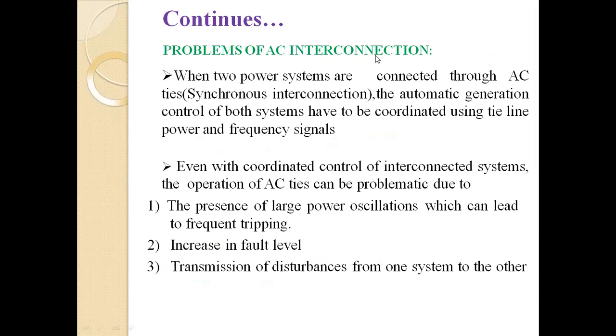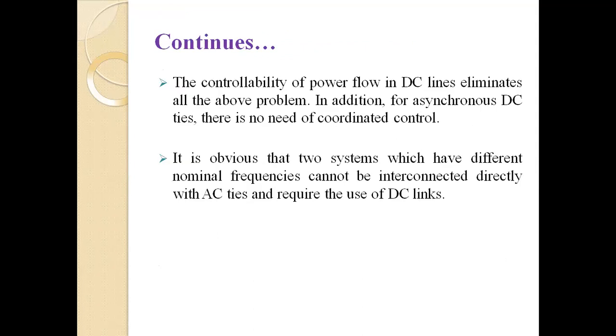The problems of AC interconnection: when two power systems are connected through AC tie synchronous interconnections, the automatic generation control of both systems has to be coordinated using the line power and frequency signal. Even with coordinated control of the interconnected system, the operation of the AC tie can be problematic due to, first, the presence of large power oscillation, which can lead to frequent tripping; second, increase in the fault level; third, transmission of disturbance from one system to the other.